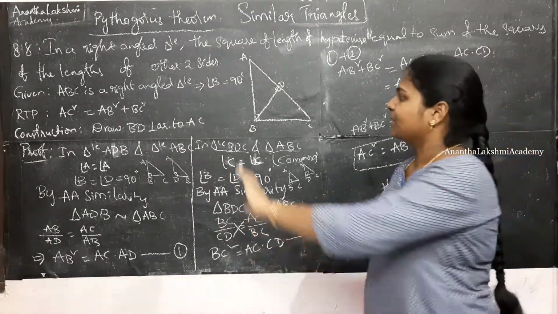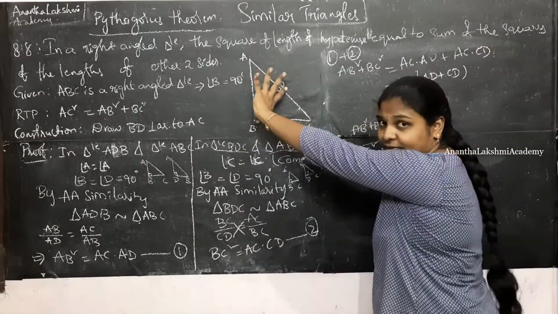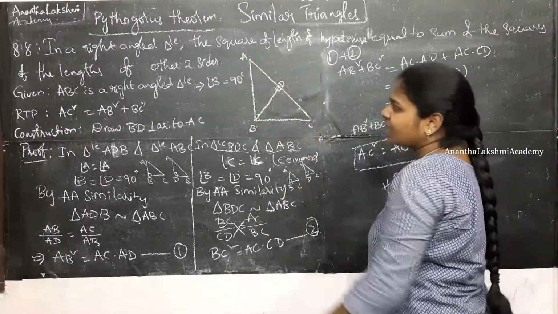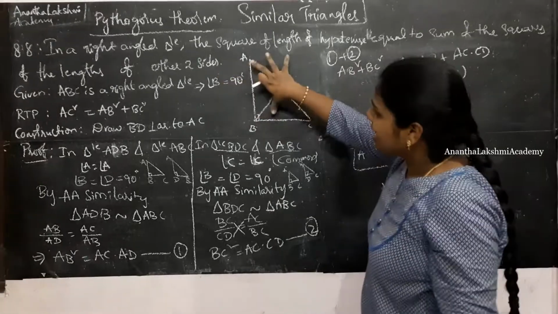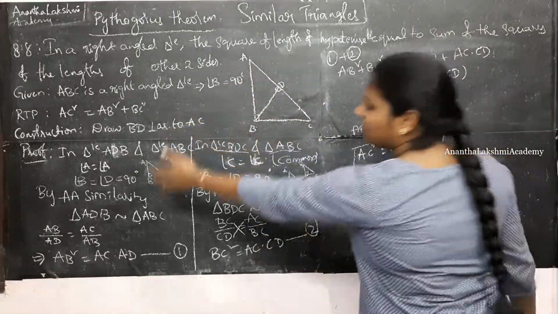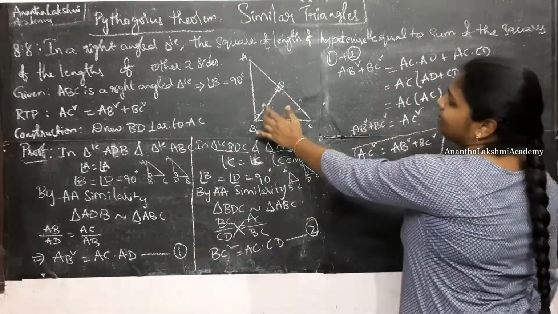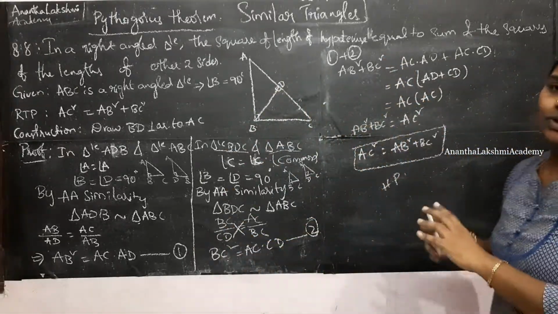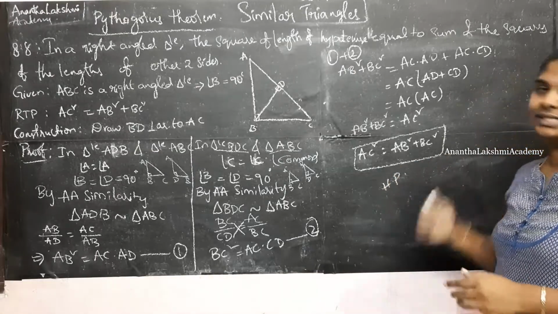So, what did we do? Here, we just draw a perpendicular from B to AC such that it makes a right angle, and then we showed that ADB is similar to ABC and got the ratios and equation 1. Then BDC is similar to ABC and got the equation 2. By summing up those two equations, we got the result.